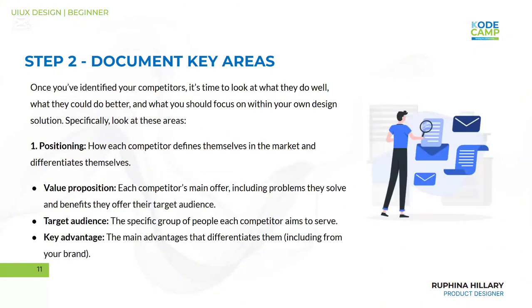Now the second step is to document key areas. Now you have identified the competitors, it's time to look at what they do well, what they could do better, and what you should be focusing on within your own design solution. So now you can look at their positioning. How does each competitor define themselves in the market? How do they differentiate themselves?